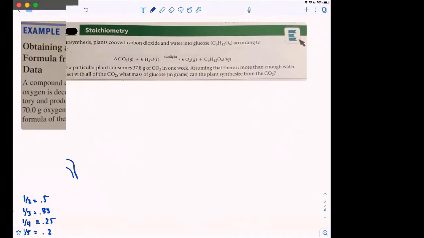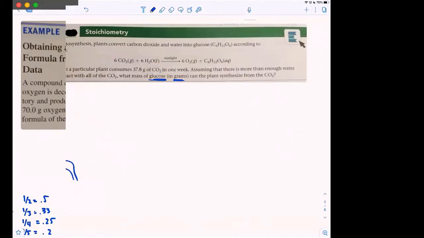So we're looking at this. We are attacking this problem. We have 37.8 grams of carbon dioxide that's given to us. We're also given the balanced chemical equation, and the product, glucose. We want to know the mass of glucose. So we're doing dimensional analysis.